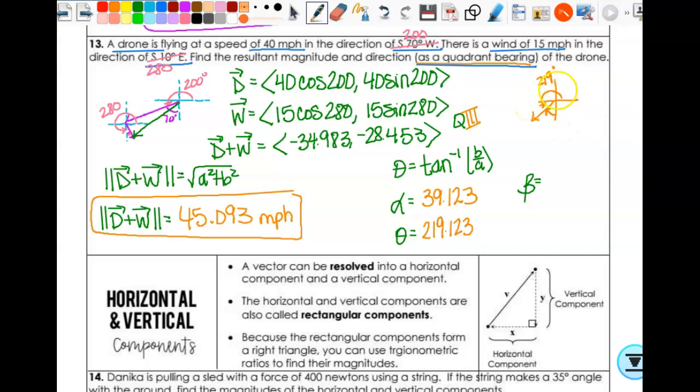A couple different ways I could get this. I could take this, because if this is 180, this is that 39 part, and I could subtract that from 90, or I could take 270 and subtract that 219. Either way, I'm going to get south 50.877 degrees west. One way is not better than the other. It's whatever makes the most sense to you, manipulating the numbers in the calculator.